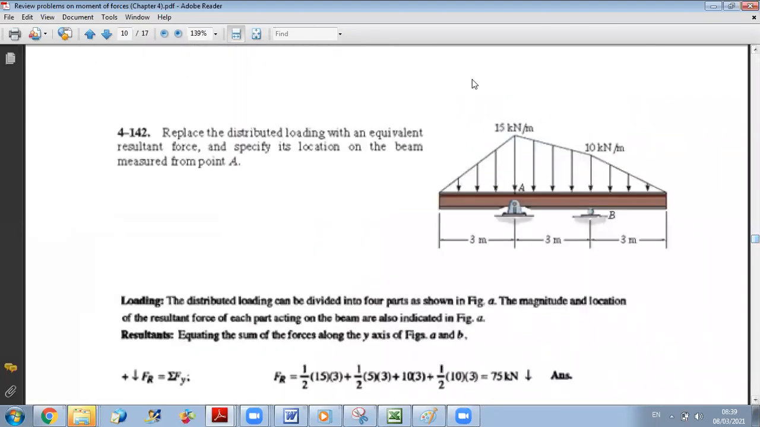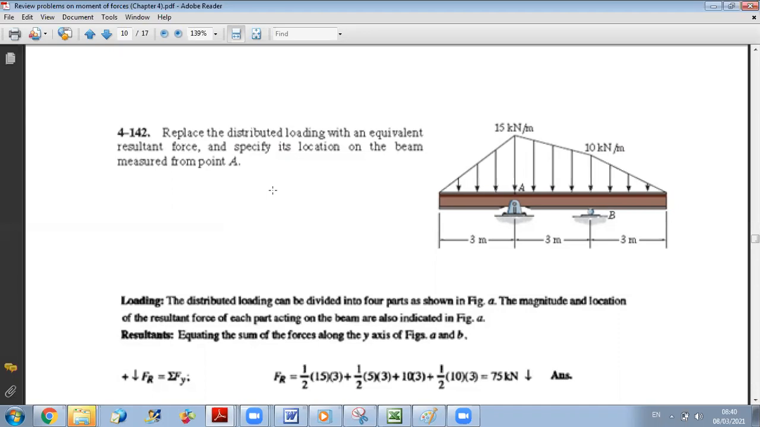Okay. So now we will start the problems on the distributed load. Replace the distributed loading with an equivalent resultant force and specify its location on the beam measured from point A. So as you can see, it's the same type of questions. I have a certain load. I want to reduce it to one force. So always I should follow the same steps.